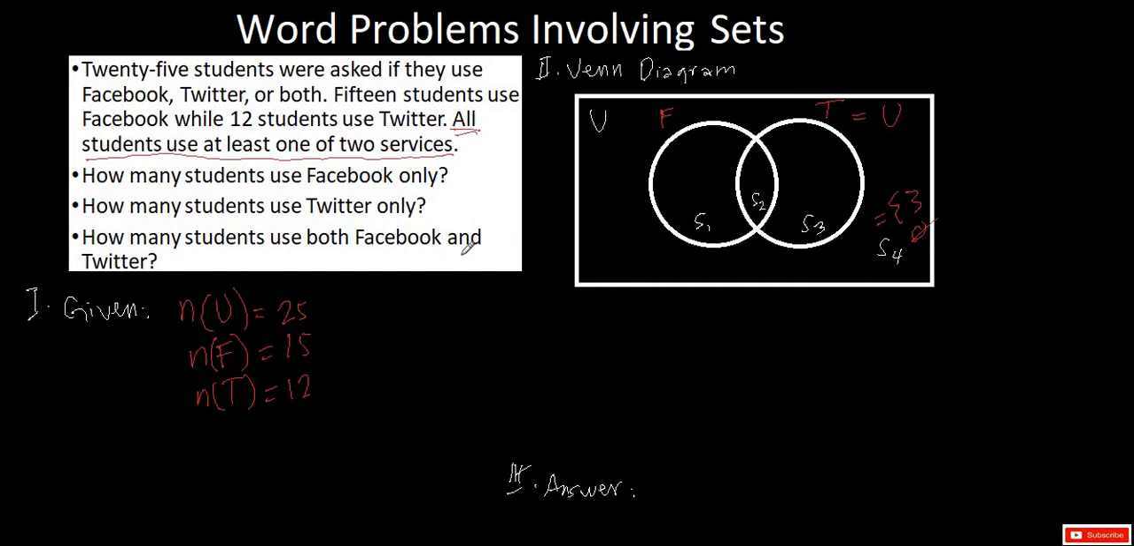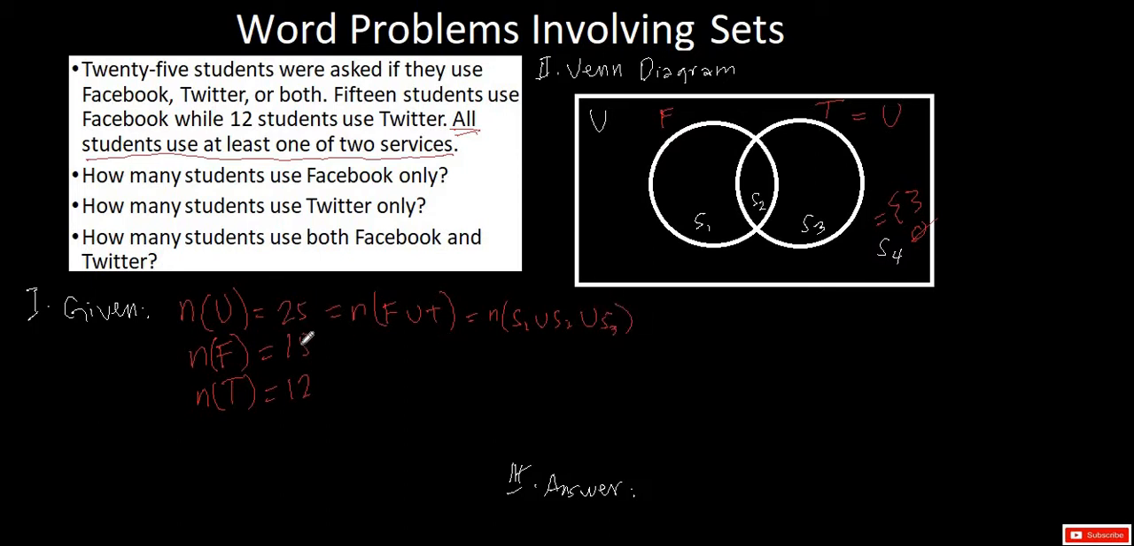Okay, let's add another information for our given. Now, we can see here that since the union of set F and set T is our universal set, therefore, N of U is just the same as N of F union T. Or the regions that belong to this are, so the cardinality therefore of the union of S sub 1, union S sub 2, and union S sub 3.